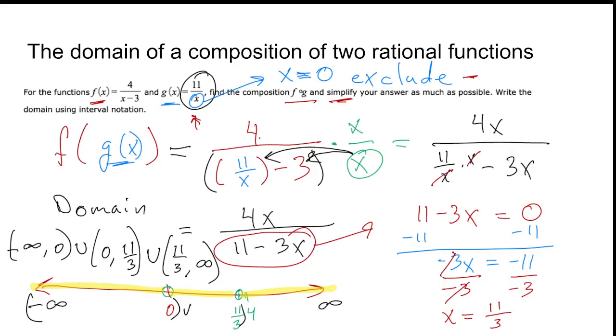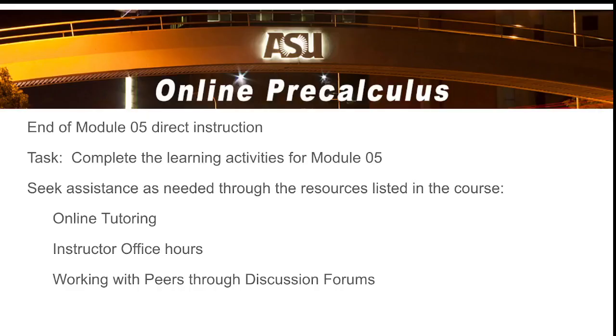Again, a complicated way to write it, but if you do it out on a number line, it could be very helpful. So that brings us to the end of looking at some examples that will help us through Module 5. That's our direct instruction. Now's your time to complete the learning activities.